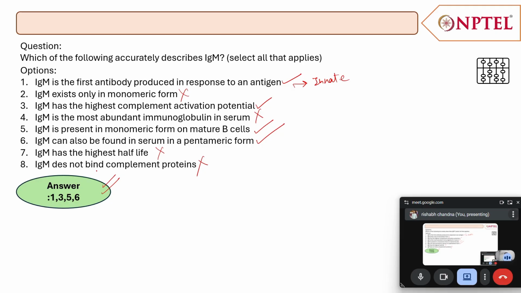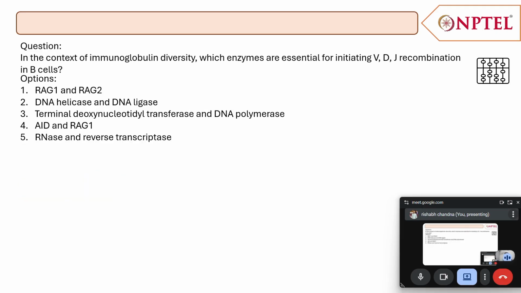Okay. So let's move on to the next question. In the context of immunoglobulin diversity, which enzymes are essential for initiating the VDJ recombination in B cells? So the options are RAG1 and RAG2, DNA helicase and DNA ligase, terminal deoxynucleotidyl transferase and DNA polymerase, AID and RAG1, and RNase and reverse transcriptase. So the correct option is answer number 1. That means recombinase 1 and recombinase 2 are the important enzymes during B cell maturation for the VDJ recombination.